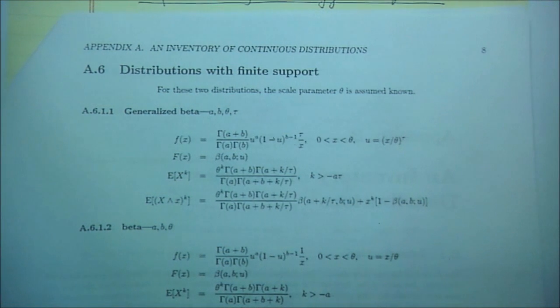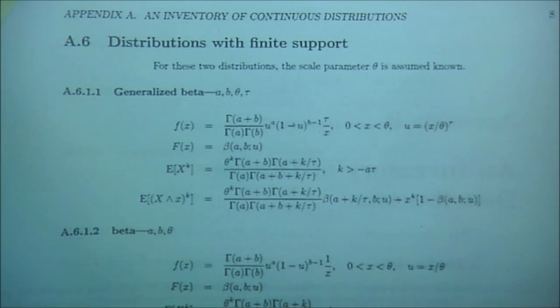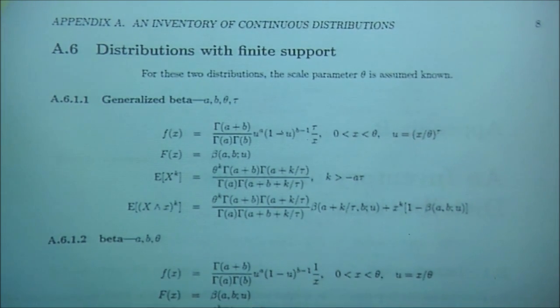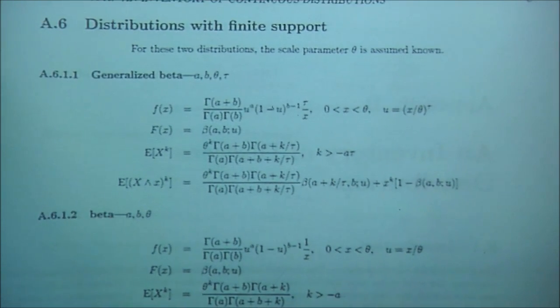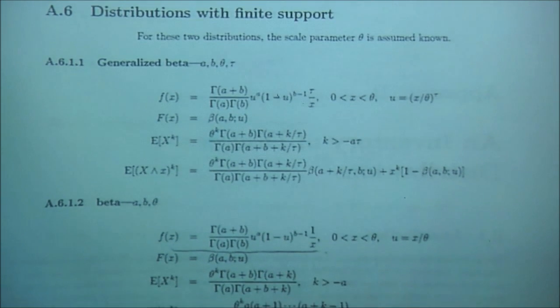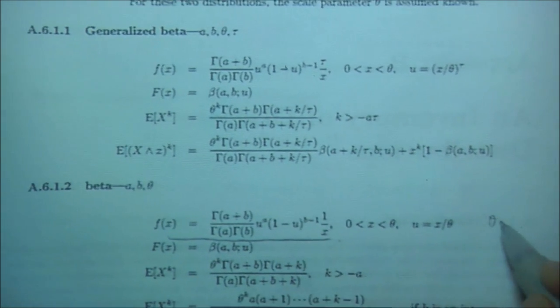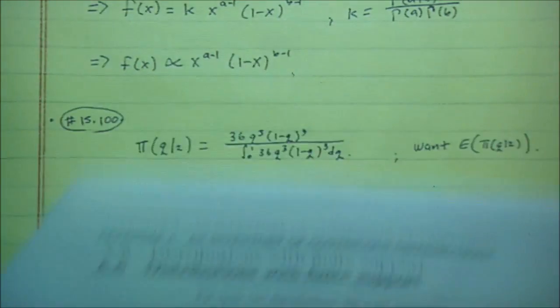Oftentimes, your posterior distribution will look similar to one of the distributions we already know or is in our tables. I will now explain the most common distribution used for problems, the beta distribution. Beta distribution has the following distribution. And for our purposes, theta is equal to 1. Therefore, our beta distribution will look like this.